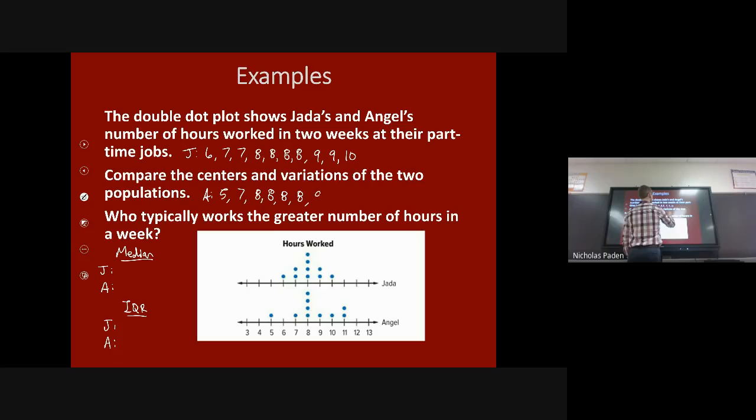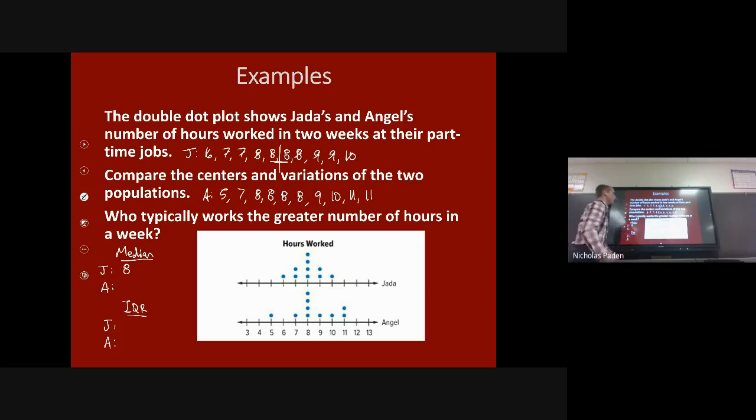9, 10, and 2 11s. Okay, so once I write those out, let's go ahead and find the median. So if I cross off these, just make sure you don't lose track of what the numbers are. Well, Jada's is going to be 8. That would be the separation between those.